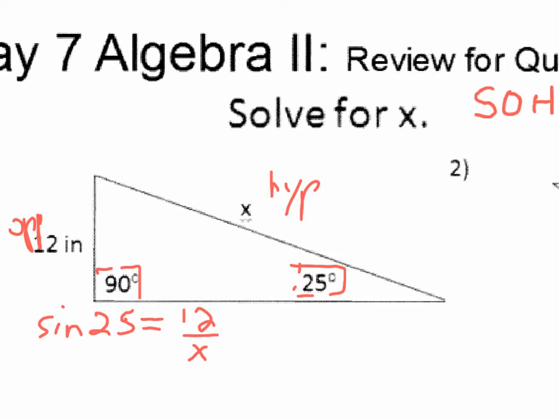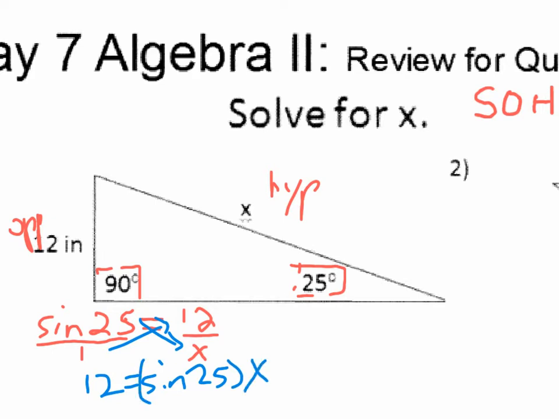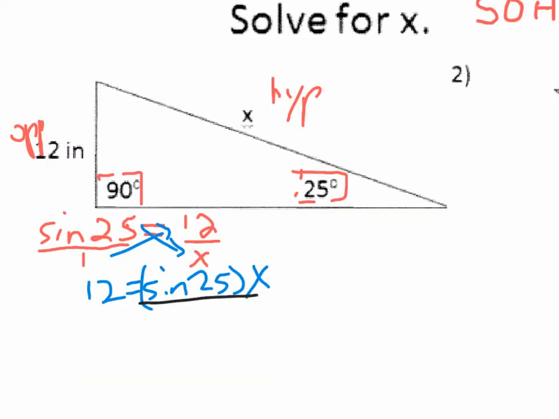So when you set up the proportion, you have to make them both fractions so that you can cross multiply. 1 times 12 is 12 equals sine 25 times x. To get x by itself, you divide each side by sine 25. And x should be 28.39.